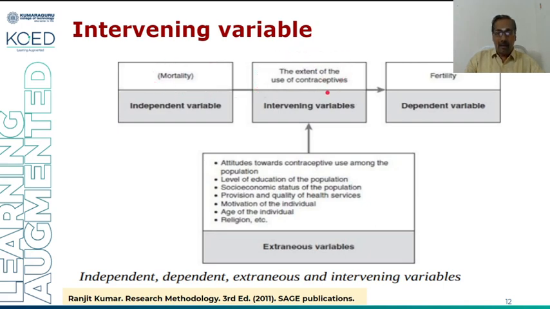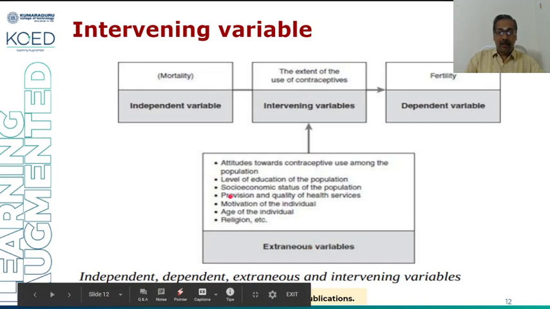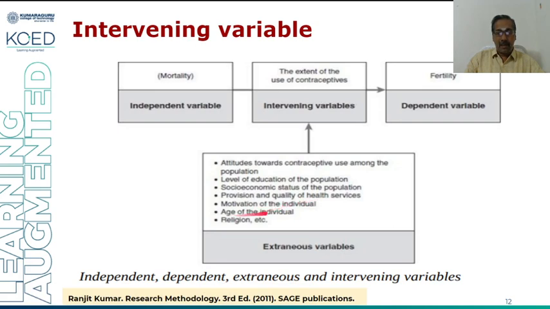We have to study this also. Not only that, you can see extraneous variables: socio-economic status, provision and quality of health services, age, religion, and so many other extraneous variables should also be taken into account. Very carefully, we have to select the right lot, this contraceptives, and we have to frame all these things under independent variable. Then only you will get the correct, true figure for the birth rate.